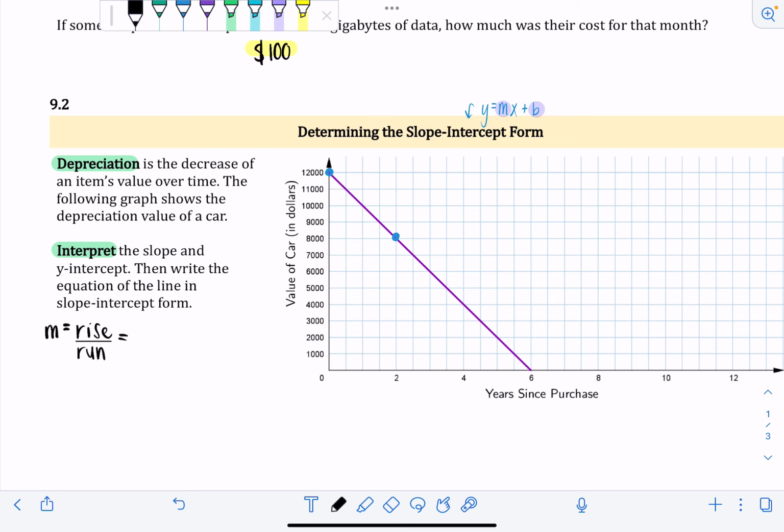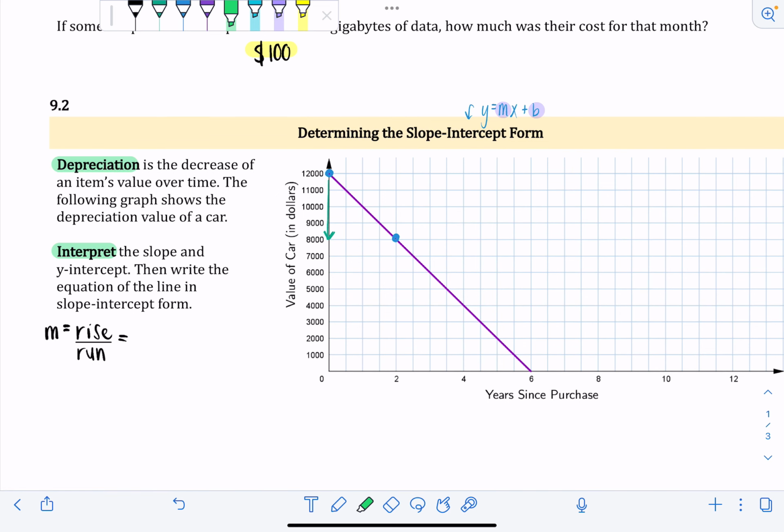So to get from one point to the other, I have to go down this far. So I'm going from 12,000, I'm going down to 8,000. So I'm going down, or like a negative 4,000. And you could always find that by subtracting 12,000 minus 8,000. And since we're going down, it would be negative.